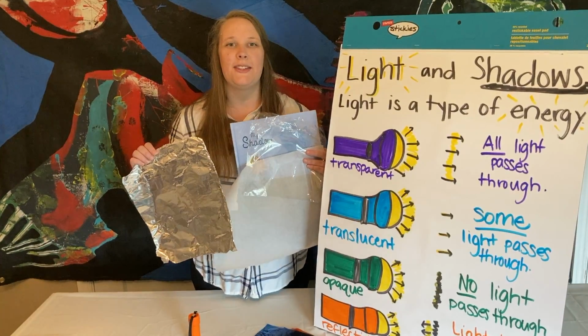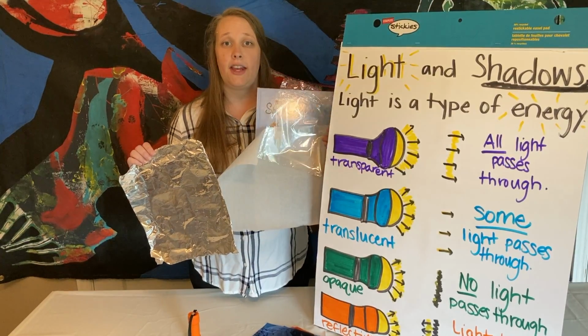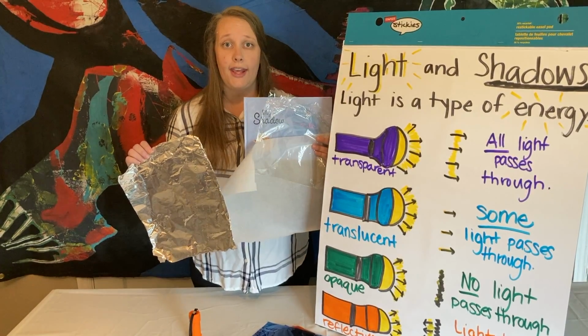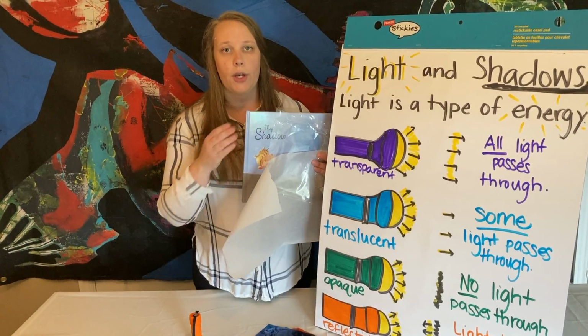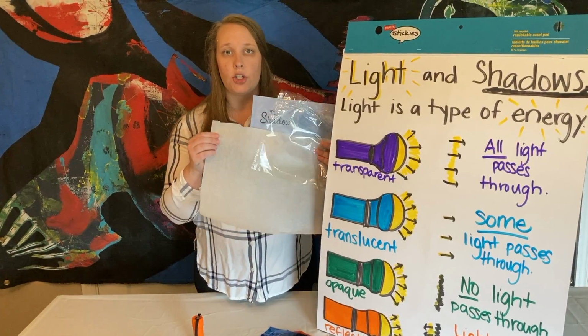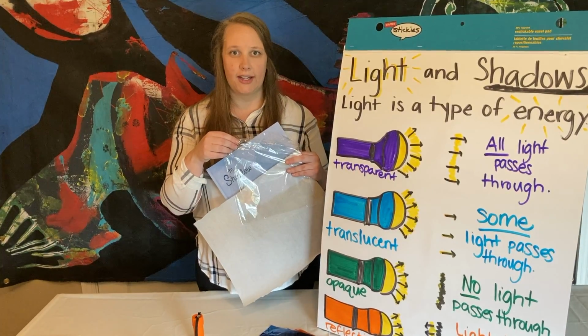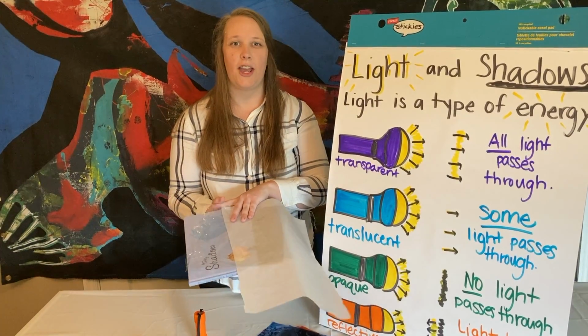Your challenge this week is to go on a scavenger hunt in your house. I want you to find an object that is transparent, translucent, opaque, and reflective. So you're going to find one reflective object, one opaque object, one translucent object, and one transparent object. I want you to write down what you found and then send that to your teacher and she will send it to me.